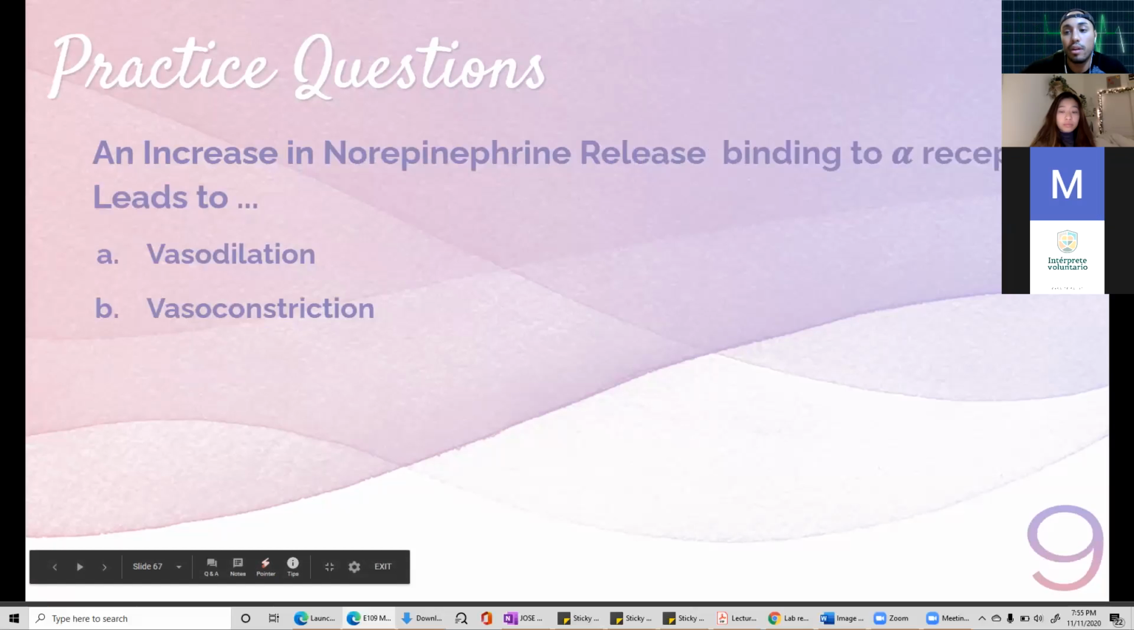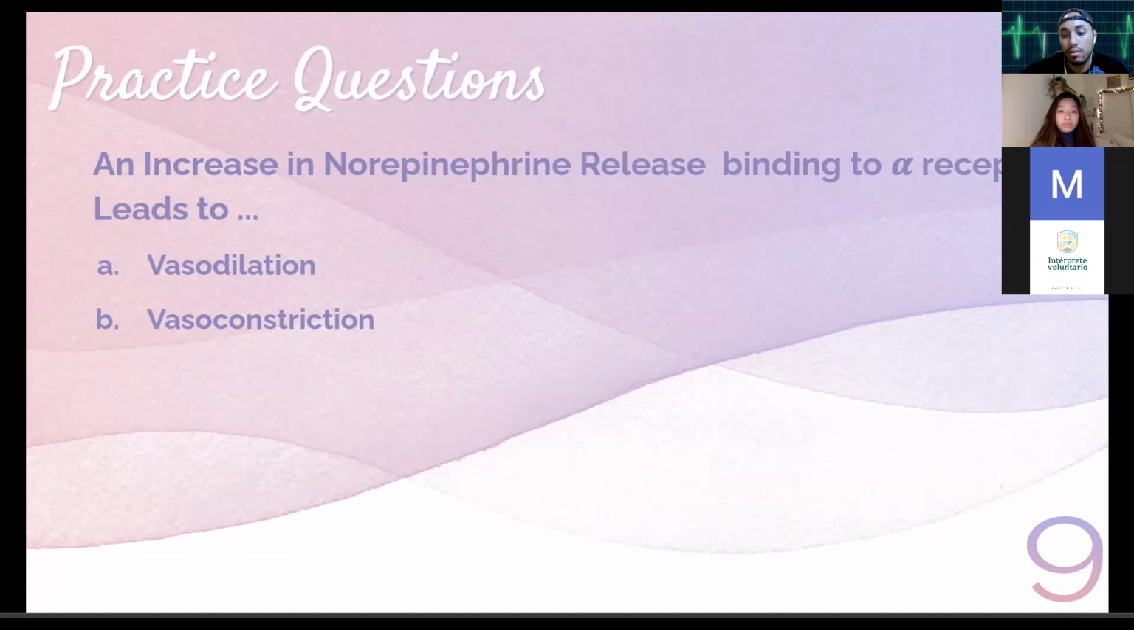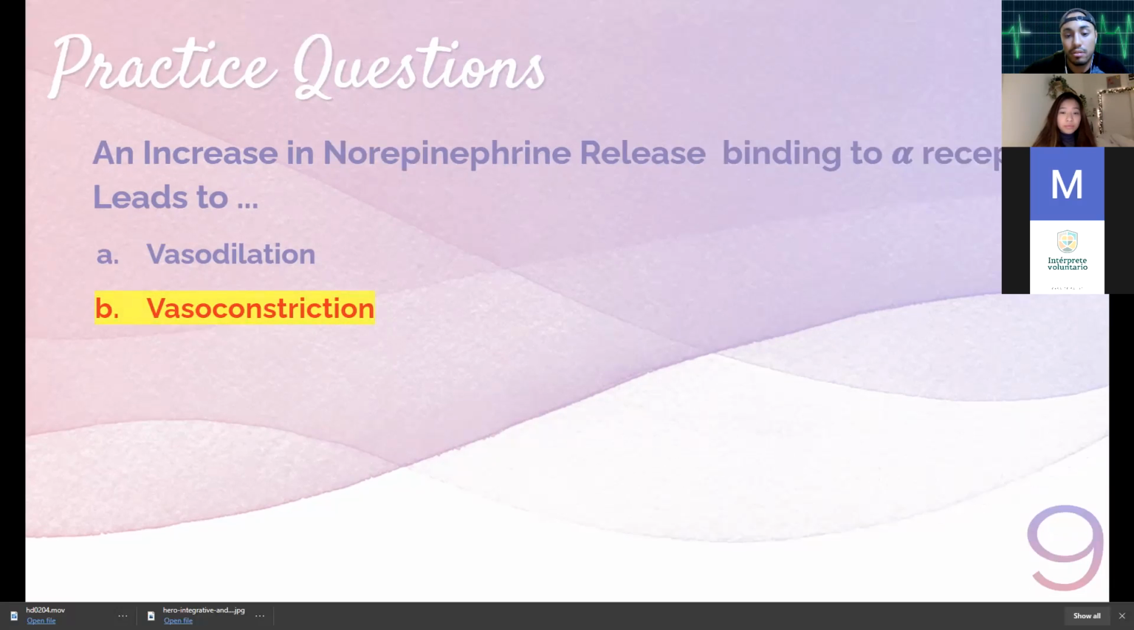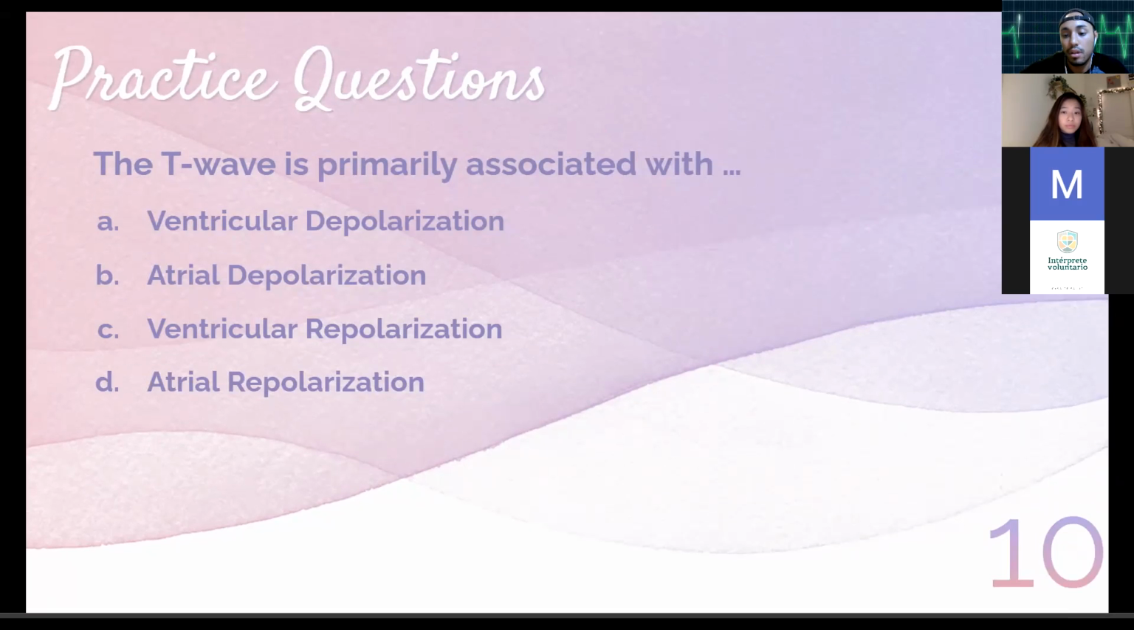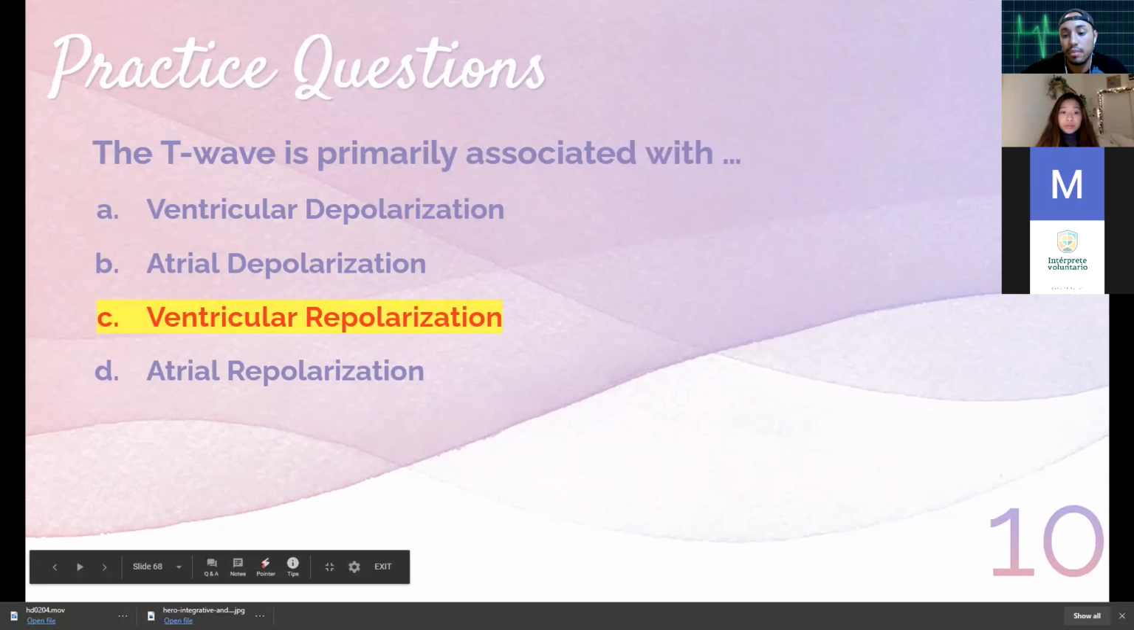Okay, this will be a quick one. I'm gonna give you 8 seconds. And go. Come on, I believe in you. Let's see how you did. Oh, B, good job. Okay, T wave. Definitely know the waves. All right, another 5 seconds. And C, good job.